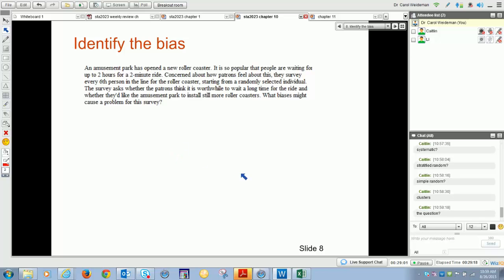Hi, Lee, we're just going through the question. Well, we're talking about sampling now, so let's think about what's the problem with the way that we got the sample there. So they interviewed every 6th person in line for the roller coaster. Now remember, these people are waiting in line for up to 2 hours to ride on this roller coaster. So what's the problem here with the way they're taking the sample?